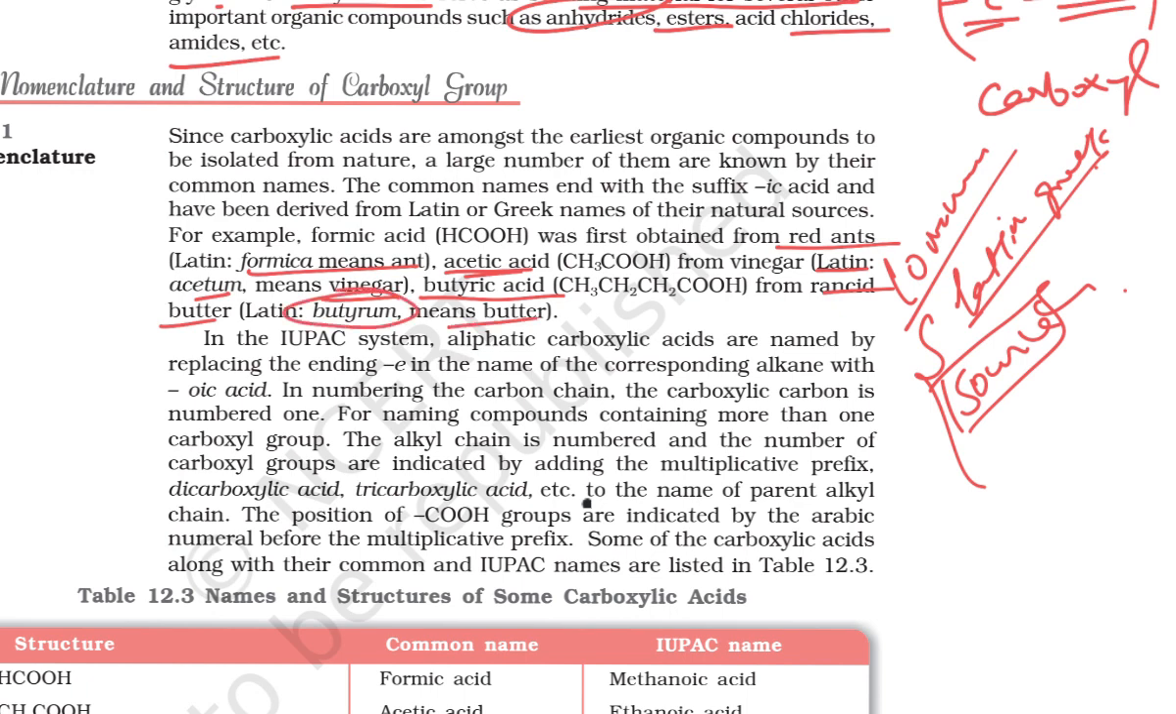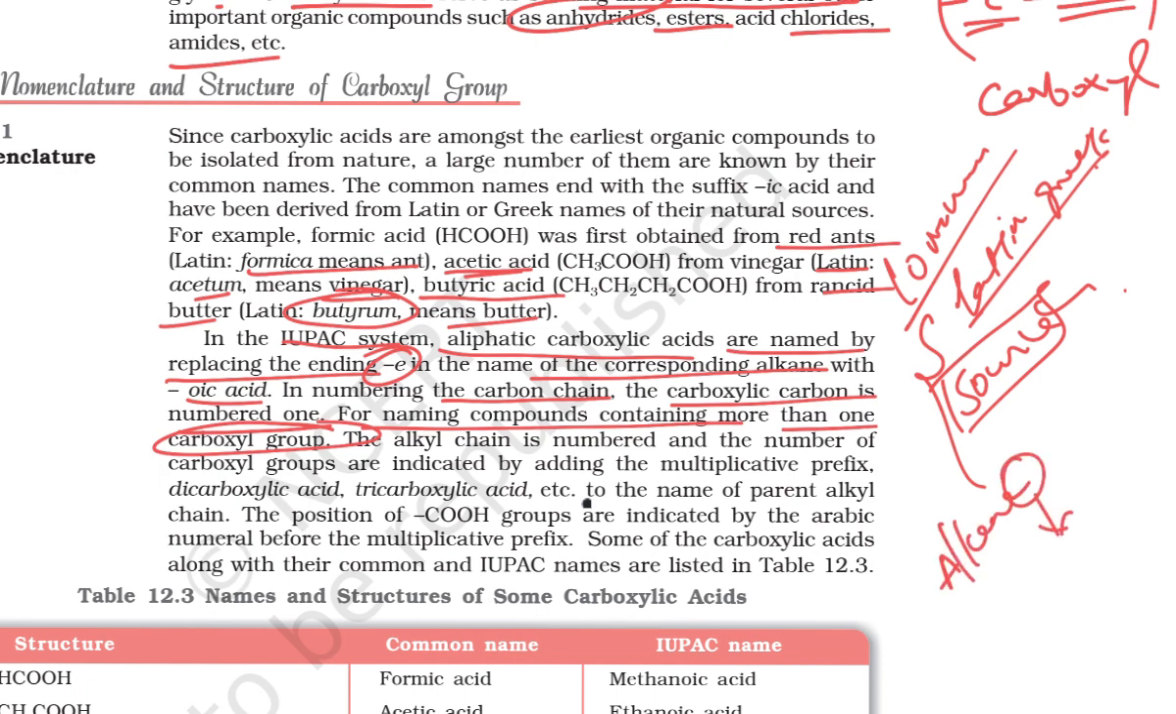Clear? So in the IUPAC system, aliphatic carboxylic acids are named by replacing the ending E of the corresponding alkane name with oic acid. Numbering the carbon chain, the carboxylic carbon is numbered 1. For naming a compound containing more than one carboxyl group, the E of the alkane name should be retained. I will explain while giving the names. Understand? So we go for the next.